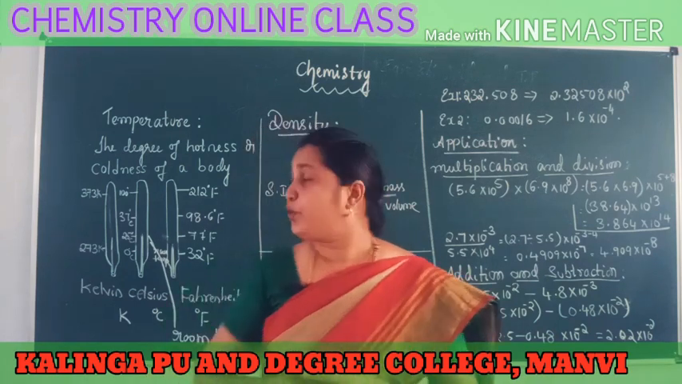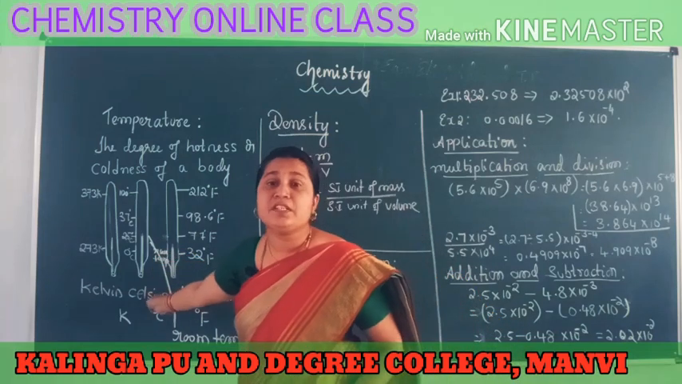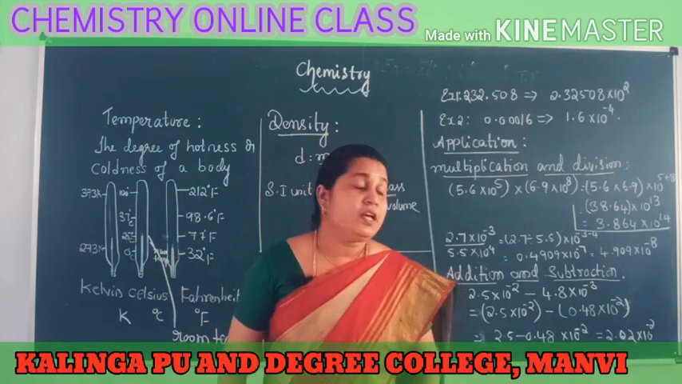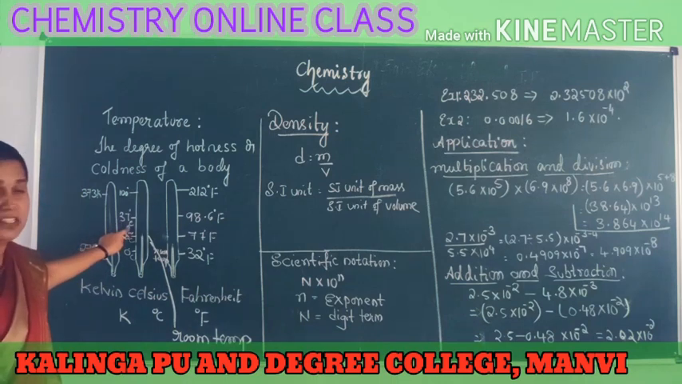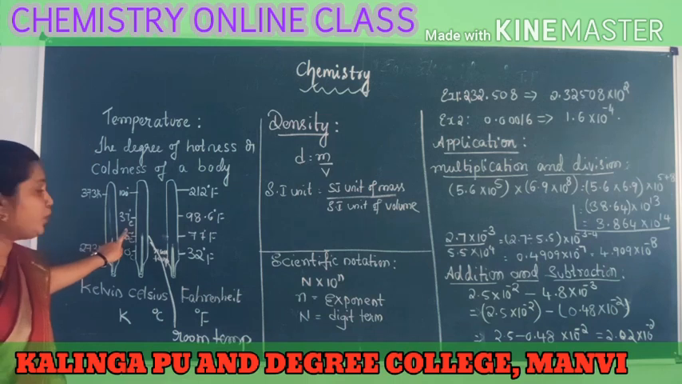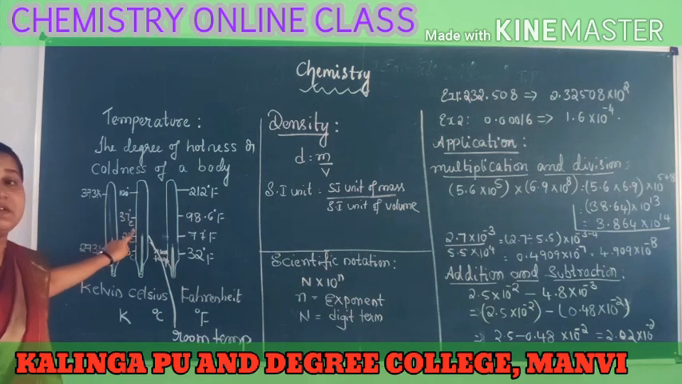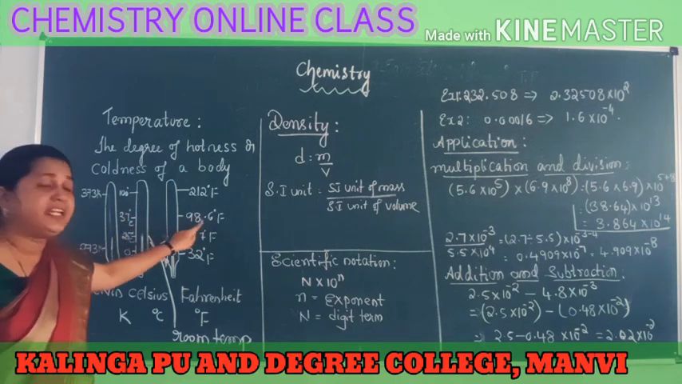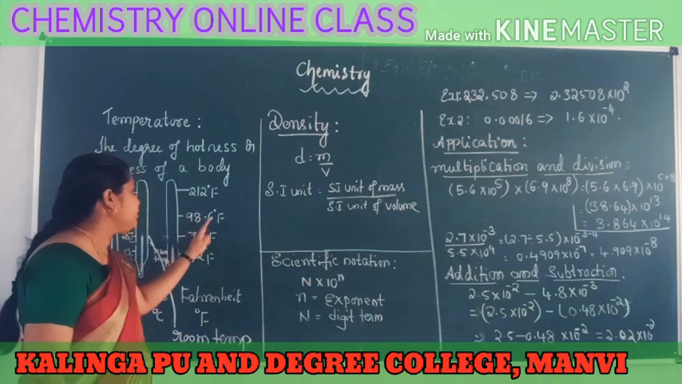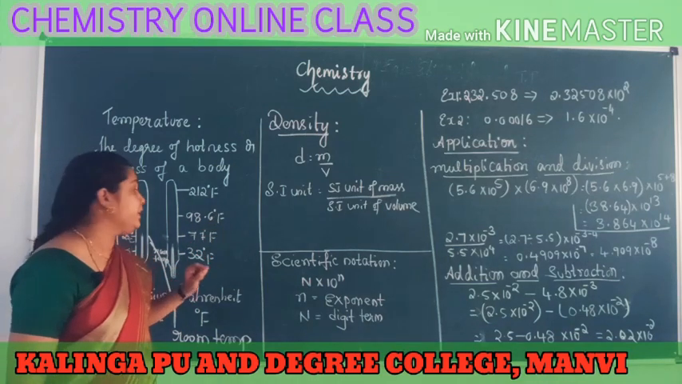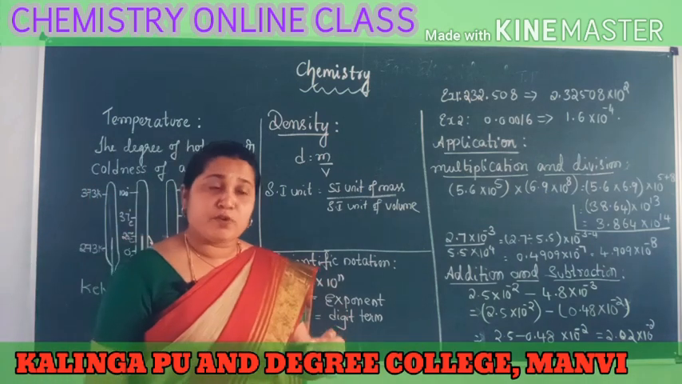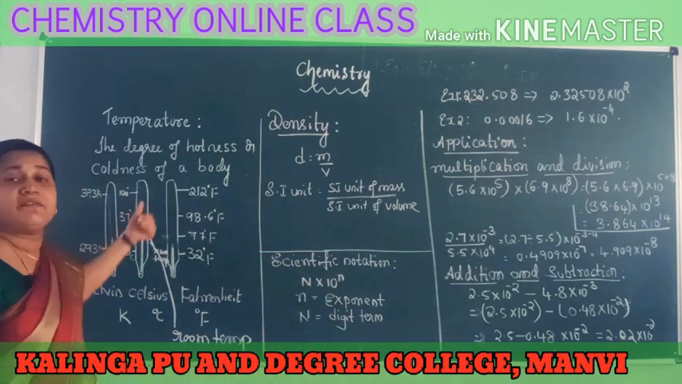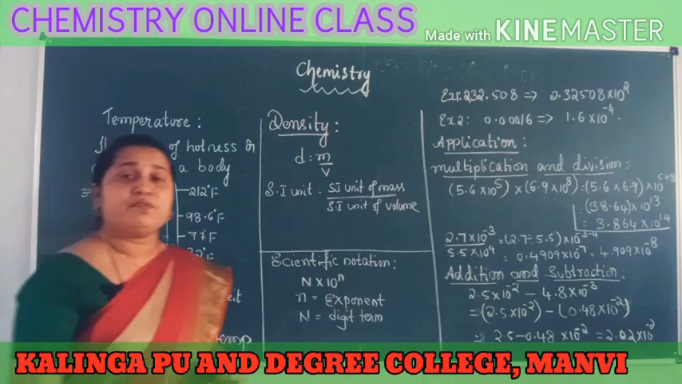Normally, what is the body temperature of human beings? It is 37 degrees Celsius, and in Fahrenheit it is equal to 98.6 degrees Fahrenheit. So if the temperature of our body is more than 37 degrees Celsius, then we will say that you are suffering from fever. That is your body temperature.